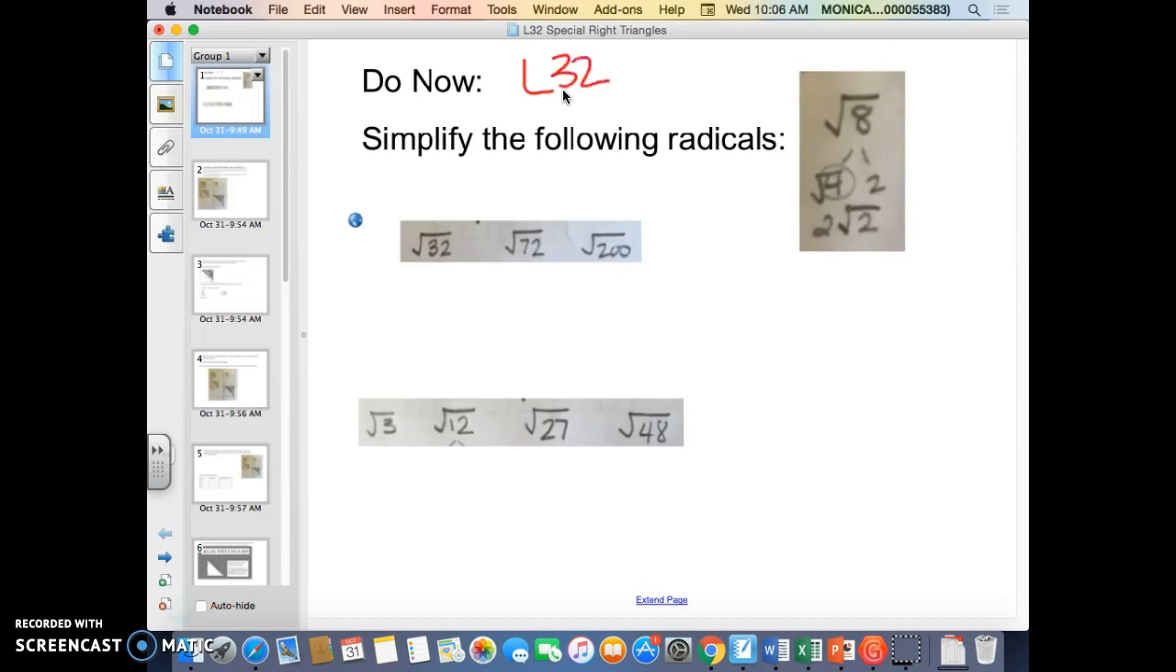This is lesson 32. We're going to talk about special right triangles today. But in order to be successful with this, I need to remind you how to simplify radicals. Okay, so if you have a radical, for example, we call this a radical because it's got the square root symbol, so this is the square root of 8. The first step is to get a list of factor pairs.